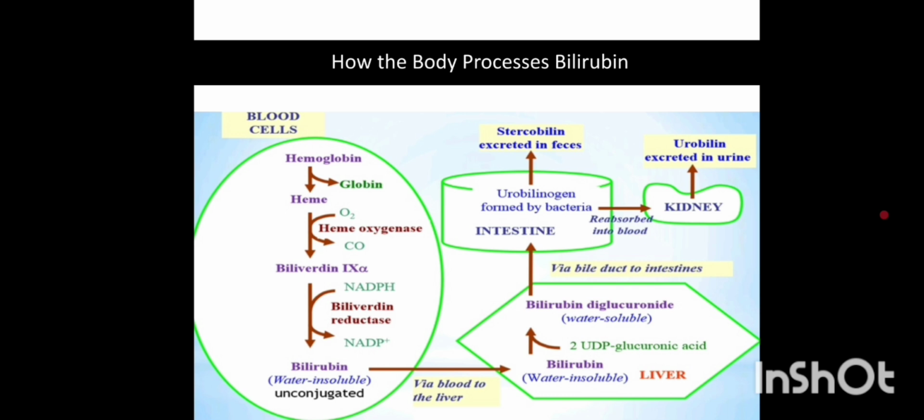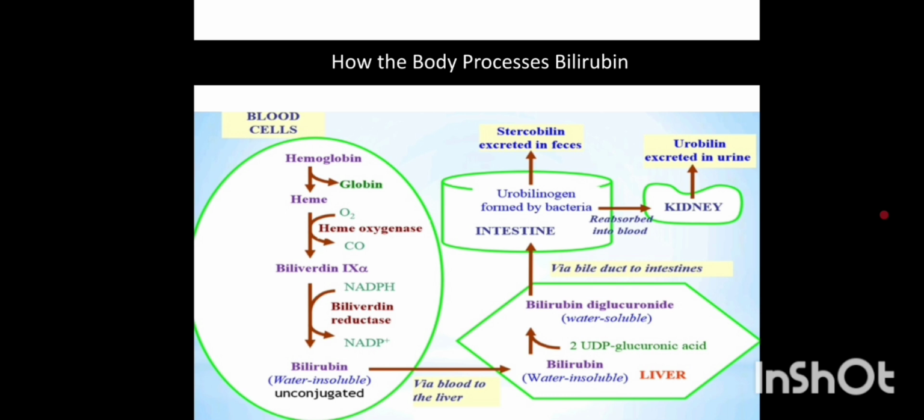Conjugated bilirubin flows through the bile duct into the intestines. Here, gut bacteria work their magic. They convert bilirubin into urobilinogen. Most urobilinogen becomes stercobilin, a brown pigment in the feces. A small amount is reabsorbed into the blood and sent to the kidneys, where it becomes urobilin, yellow pigment in the urine. Why does conjugation matter?